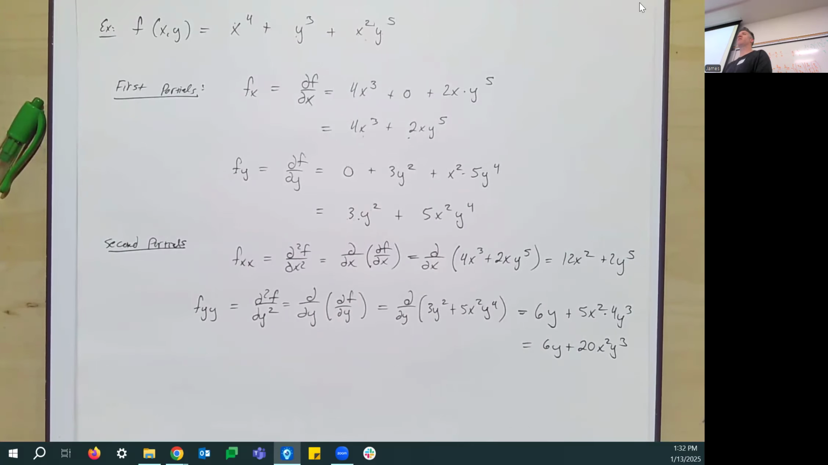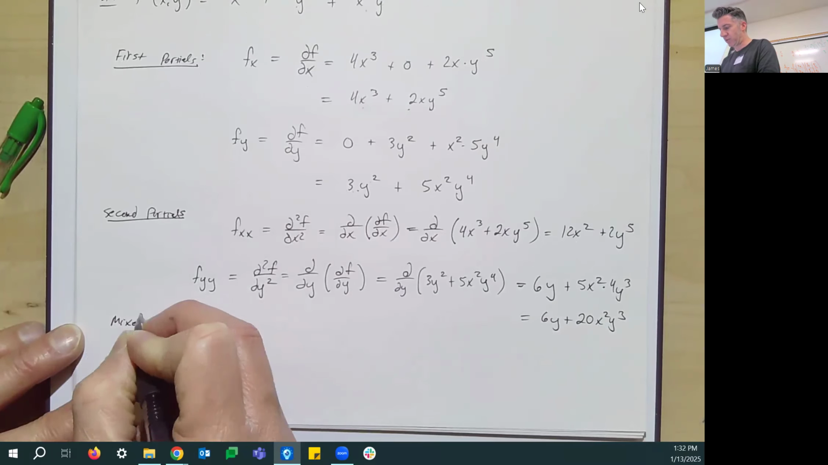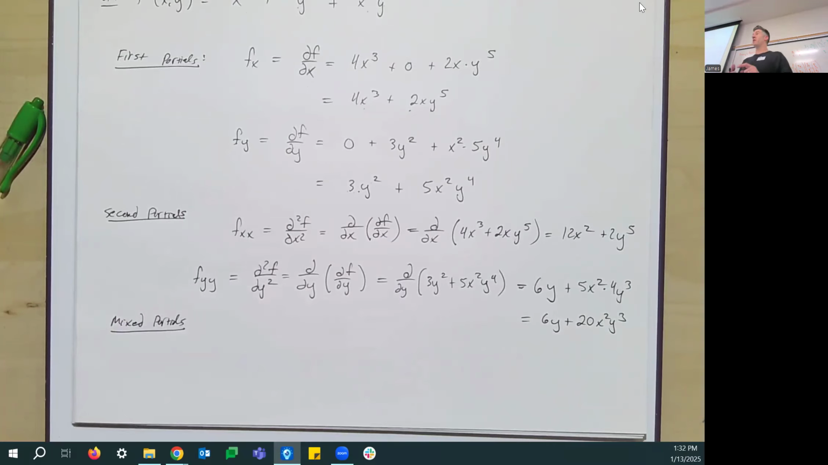It's pretty standard fare when we're talking about partial derivatives to ask for the first partials, the second partials, and the mixed partials. So the mixed partials are when you do the derivative with respect to x and with respect to y. So I should say you do one of each in either order. So let's write them both down.